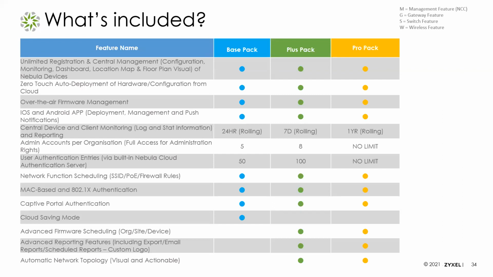So some network functions here, the ability to schedule different SSIDs or PoE to turn on and off. That's available in all 3 versions. MAC filtering and 802.1x authentication is available in all versions. And then captive portal is available in all versions here.